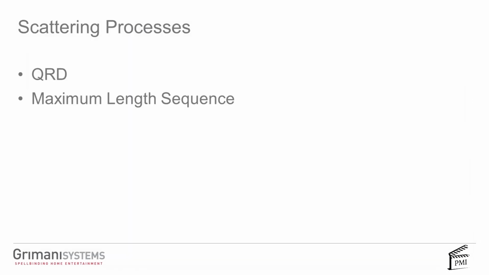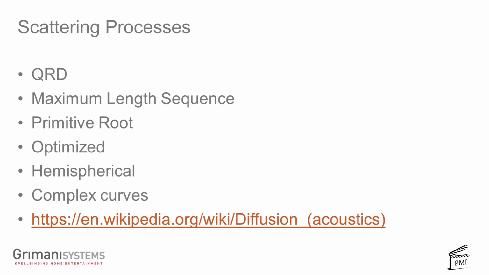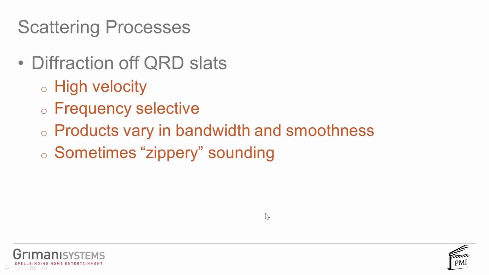So there's a lot of different scattering processes, a lot of different math. There's a thing called a quadratic residue. There's a maximum length sequence in the calculation of it. There's a primitive room calculation. There's a whole bunch of different ways to design them. I would go look at this resource over here. It's a really cool one. Ultimately, just in very quick senses, these QRD diffusers have been around for, wow, going almost close to 40 years now.